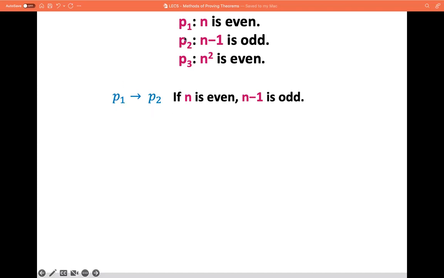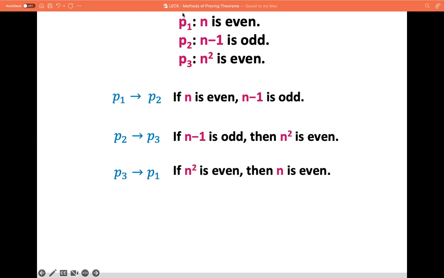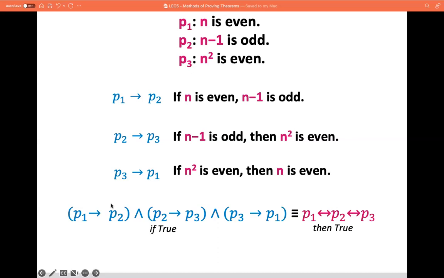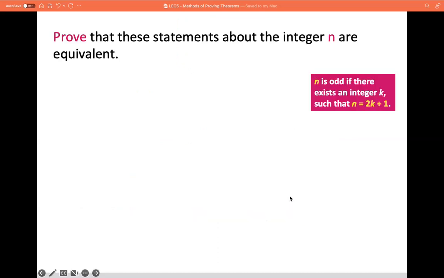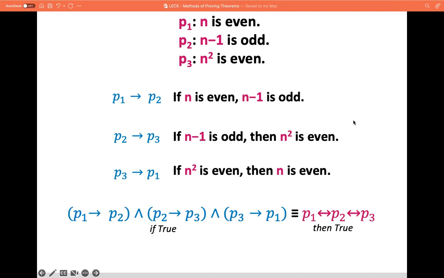conditional P sub 1 implies P sub 2, which states that if n is even, then n minus 1 is odd. And P sub 2 implies P sub 3, which states that if n minus 1 is odd, then n squared is even. And lastly, P sub 3 implies P sub 1. So if n squared is even, then n is even. If we can prove that all these three conditionals are true, then we can prove that these three are logically equivalent.